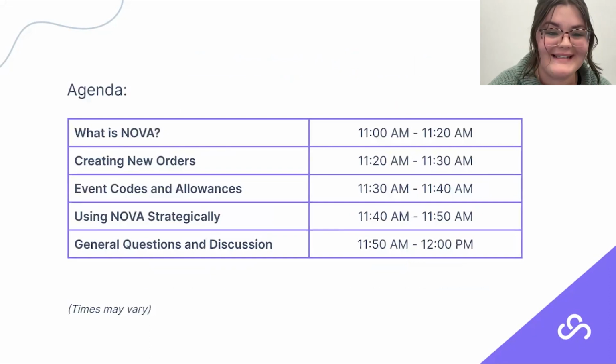And then for today's agenda, we're going to start off by going over what Nova is. Then we're going to spend a little bit more time going into how to create new orders and why you would create new orders. We will transition to event codes and allowances, explaining what they are and where we can find them. Then we will share some best practices and strategies when working in Nova. And finally, we will end it off with some Q&A time at the end.